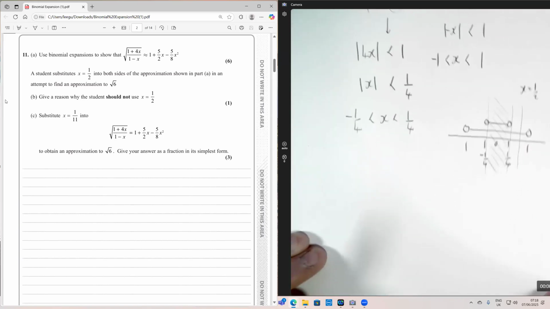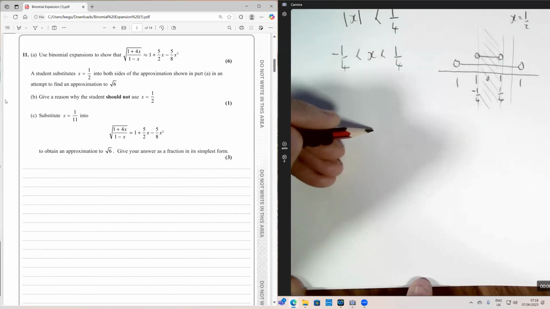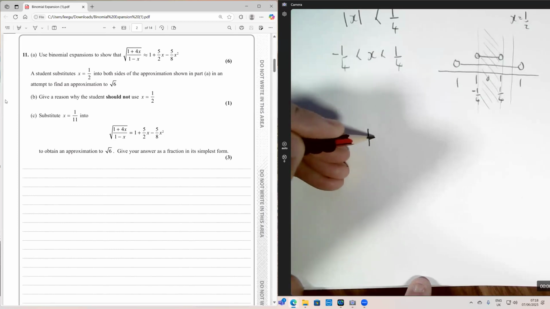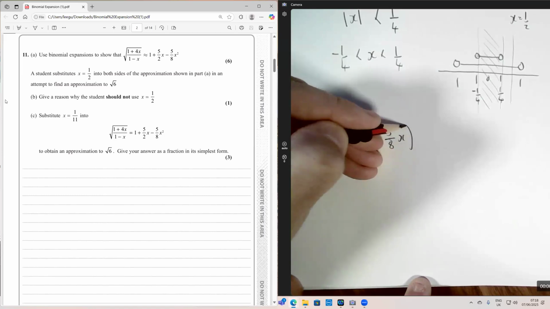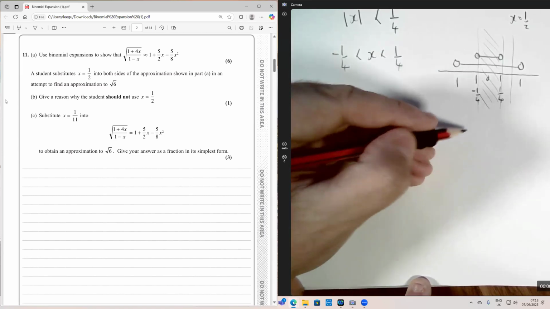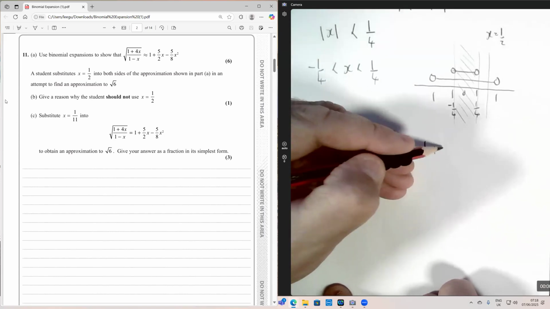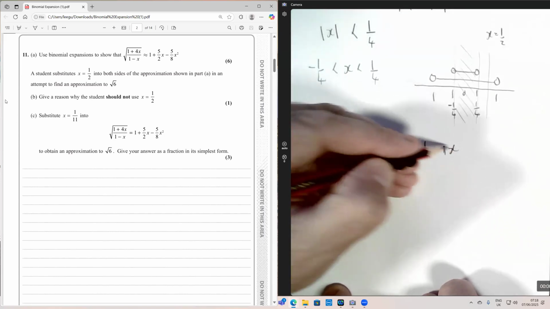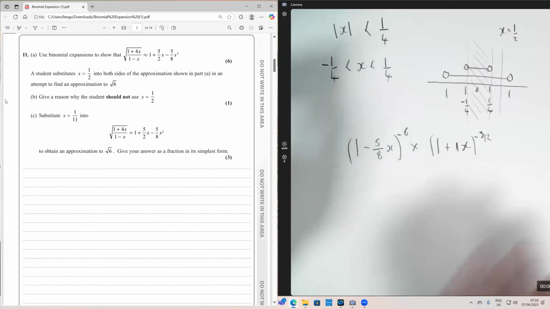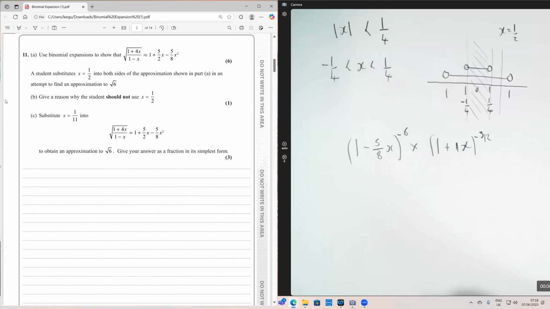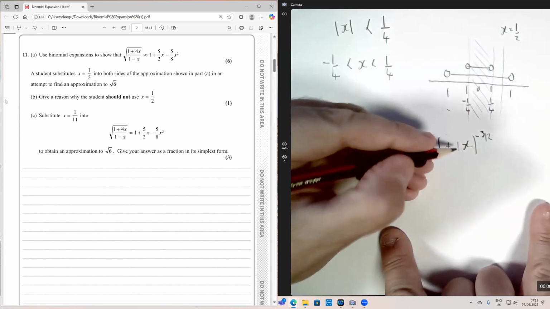Let me just make another example just to illustrate exactly what I'm talking about. So let's imagine we had 2 other expansions. Let's imagine we had 1 minus 5/8x to the -6. And we say we were timesing it by 1 plus 11x, just for the sake of argument, to the -3/2. Now let's say the question says, state the range of values for which this combined expansion is valid, okay?